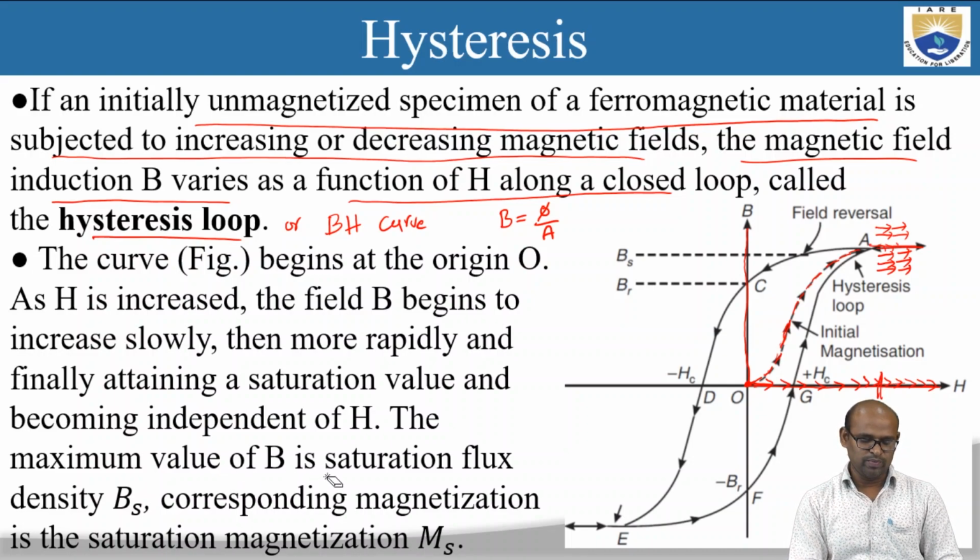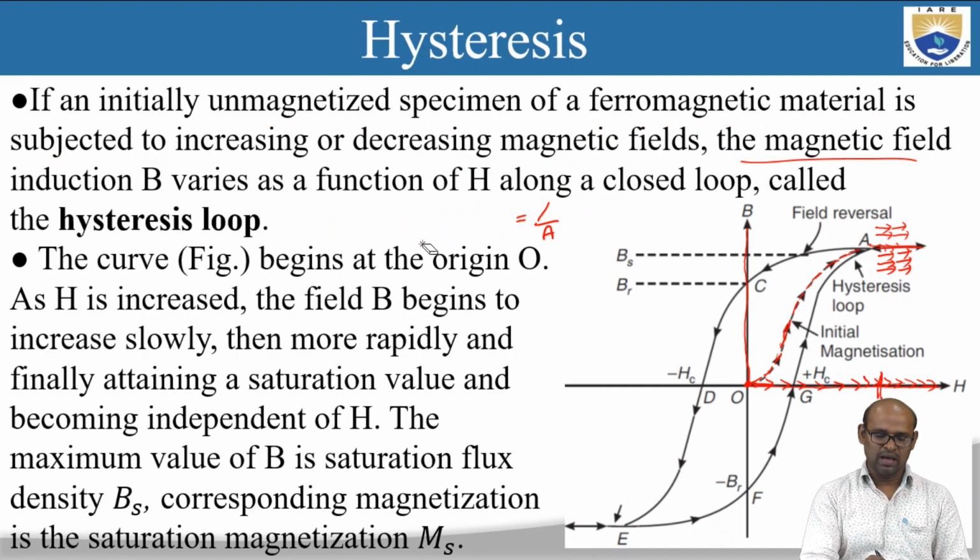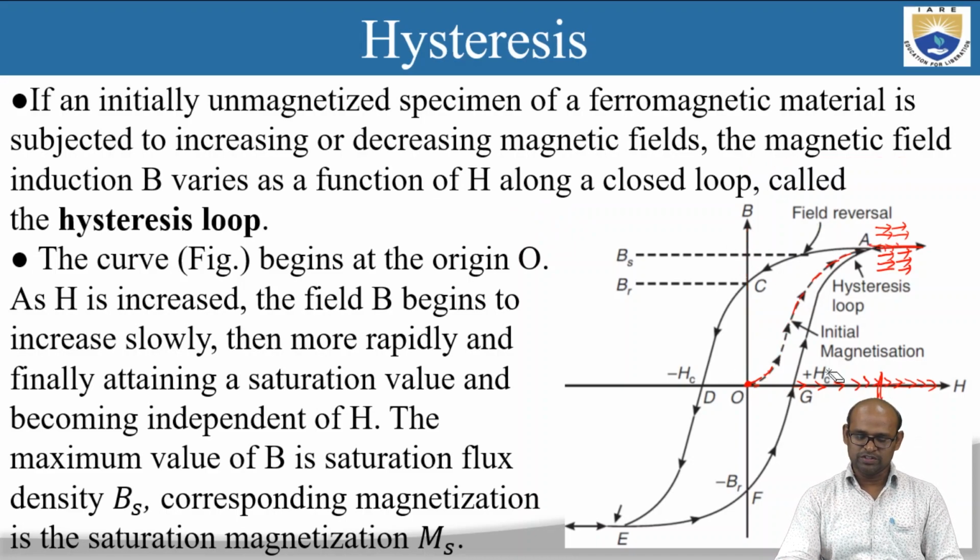The maximum value of B is the saturation flux density, corresponding to the saturation magnetization. So, this is the saturation magnetization: the saturation flux density is Bs, and the saturation magnetization is Ms. We have defined what the BH curve or hysteresis loop is, and now we are looking at the variation of the magnetic field induction, defined as magnetic flux per unit area, with respect to the applied magnetic field.